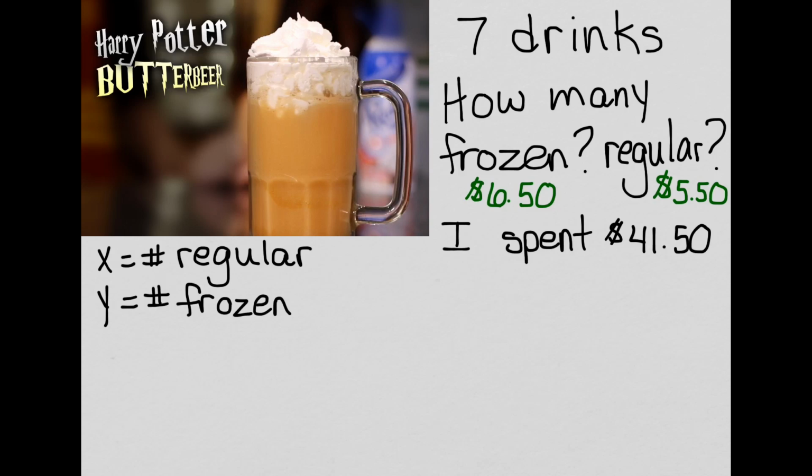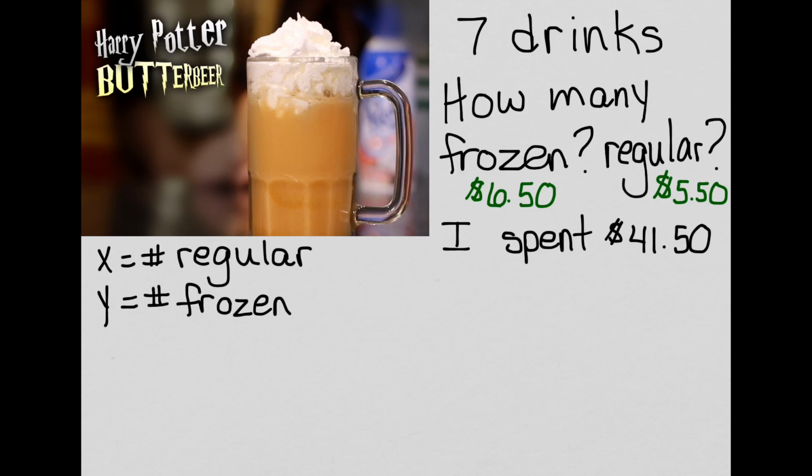So when you define your variables on this one, it's very important, as always, to use more than one word when you define them. X is going to be for me the number of regular butterbeers that I bought, and Y is going to be the number of frozen butterbeers that I bought. We already know the price. That is not what we're trying to find. We're just trying to figure out how many of each did I buy.